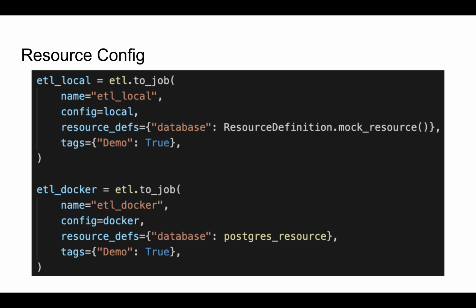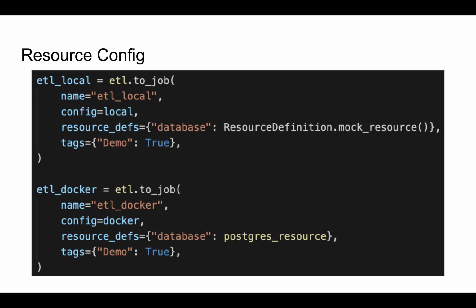So for our ETL local job, when we say database, we're actually using a mock resource. This can be useful for things like unit tests and just doing very quick experimentation. For our ETL Docker, we're actually using that Postgres resource we defined, and we're going to be using just the Postgres Docker resource that we've been using for running this project locally.